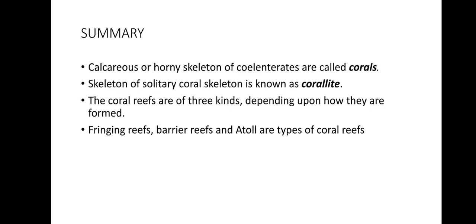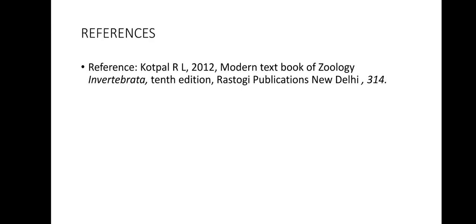Summary of the session is, calcareous or horny skeleton of coelenterates are called corals. Skeleton of solitary coral is known as corallite. Coral reefs are of three kinds depending upon how they are formed. Fringing reefs, barrier reefs and atoll are types of coral reefs. And this is my reference for the session. Thank you.